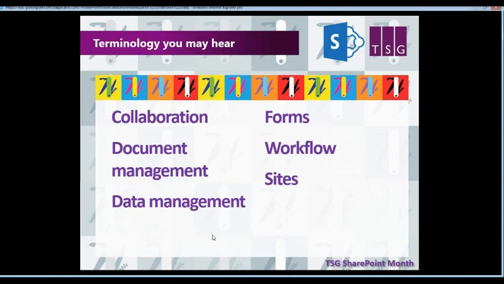So what's some of the terminology you might hear as we go through this morning and in the follow-on webinars? We talk about collaboration. What we basically mean by collaboration is getting people to work better, getting them to work in a more joined up manner, and getting them to work off one version of the truth. So a centralized area for project information, departmental information, etc.